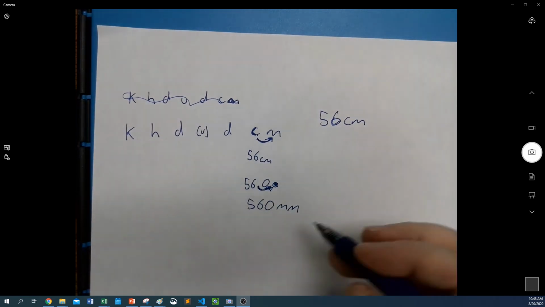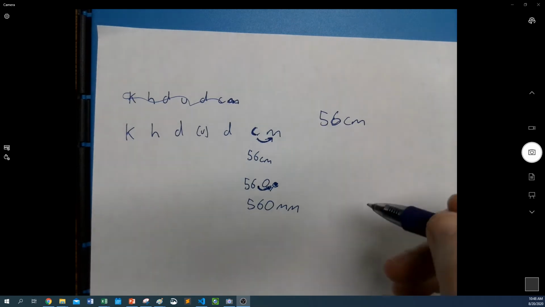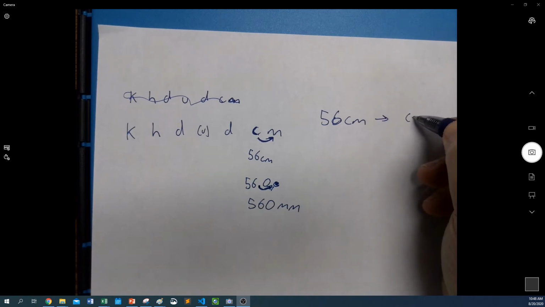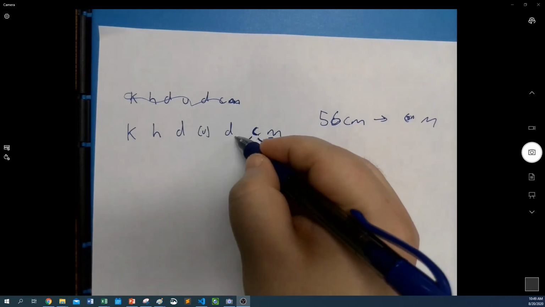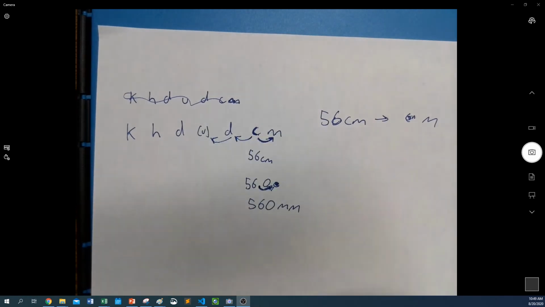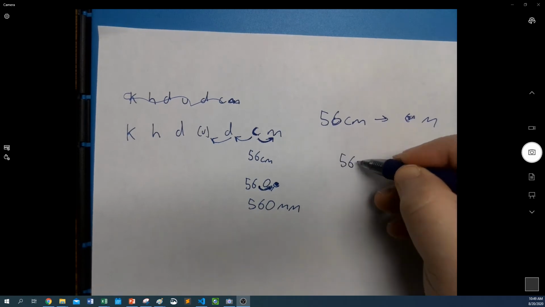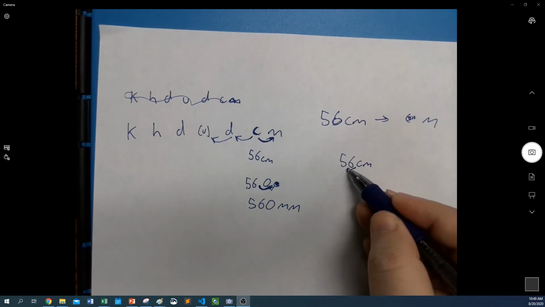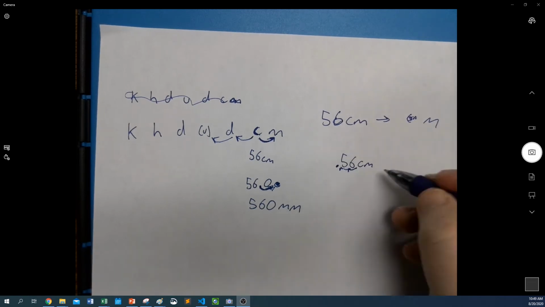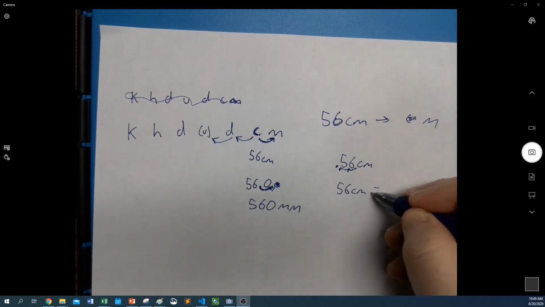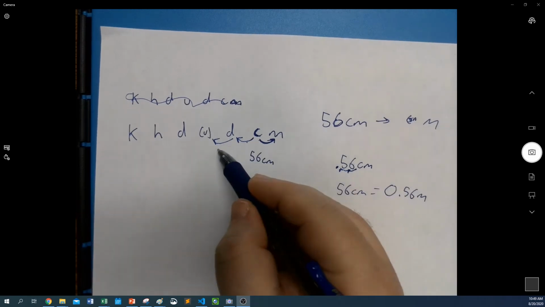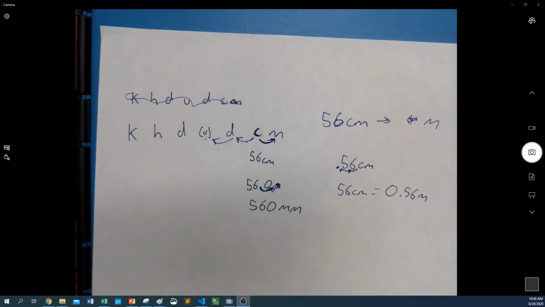So if you wanted to convert, for example, centimeters into base units, meters, I want to turn centimeters into meters. I would go 1, 2. So 56 centimeters. There's an imaginary dot right there. I go 1, 2, and put the dot right here. So 56 centimeters would be equal to 0.56 meters. I moved over 1, 2 to go from centimeters to the base unit. Does that make sense?